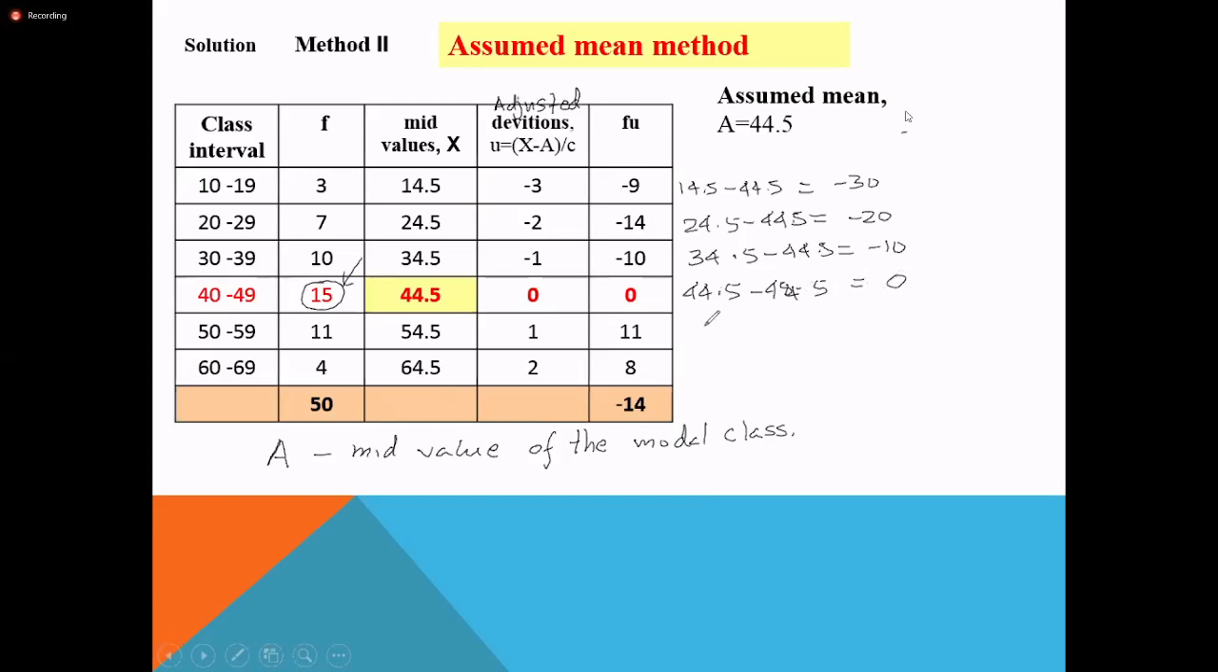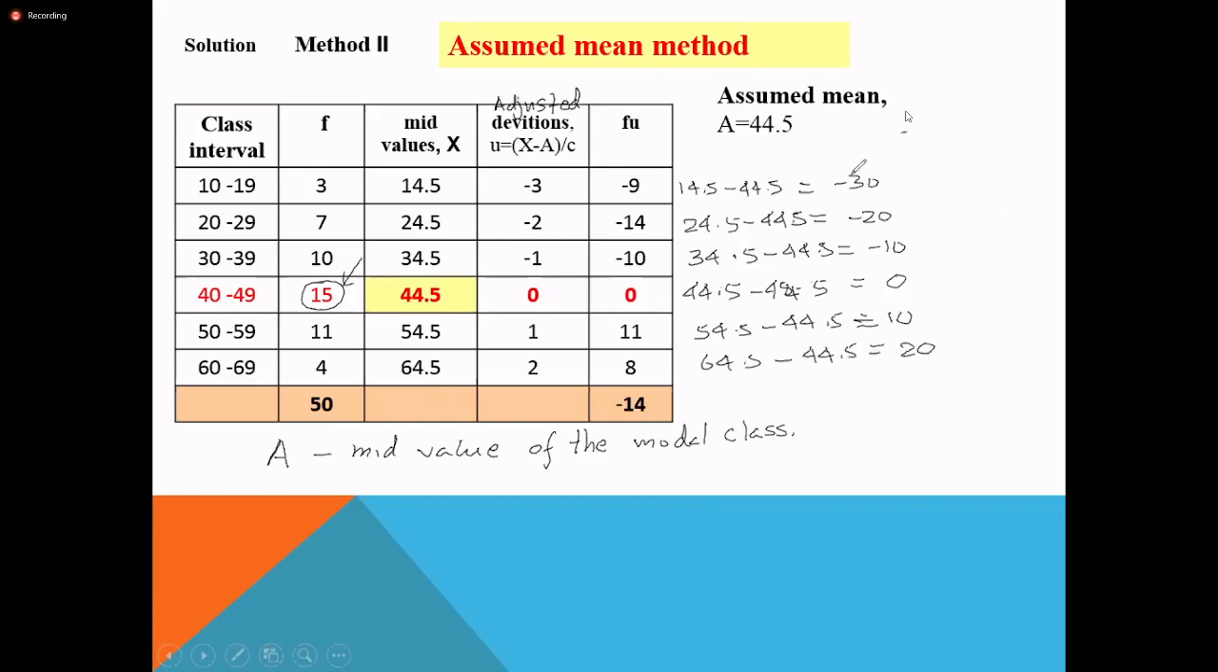Then if you go to here, that's 44.5 minus 54.5 minus 41. Then very clear, I think you have understood. Then 64.5 minus the assumed mean, which is always 44.5. Always you have to subtract the assumed mean from the mid value. From a mid value, this is 10. This is plus 20. Now it is a higher mid value than the assumed mean.